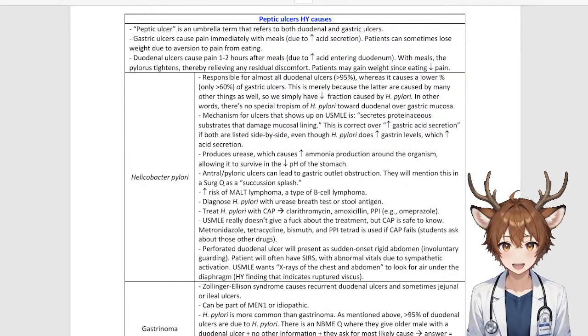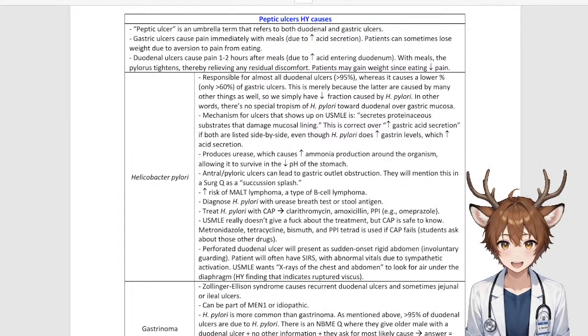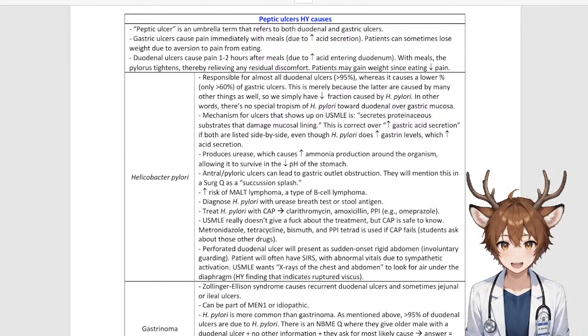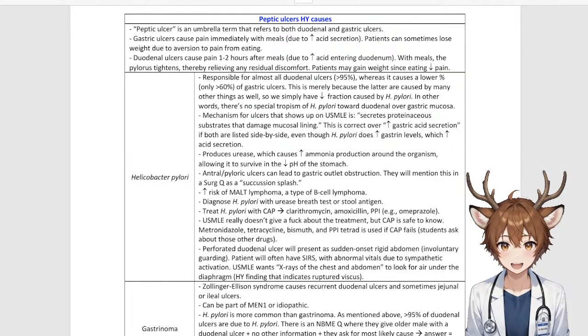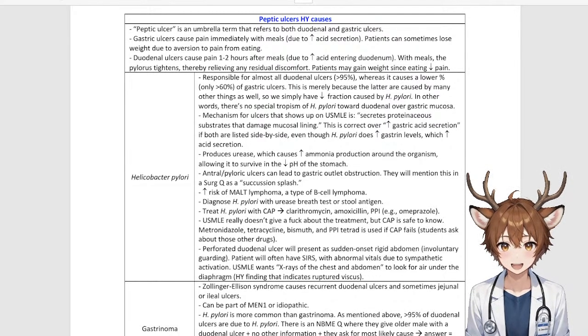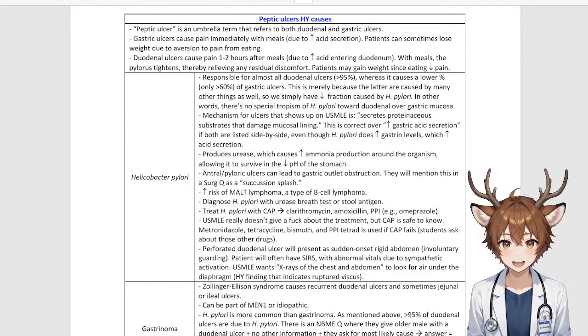The mechanism for ulcers that shows up on USMLE is that it secretes proteinaceous substrates that damage the mucosal lining. This is correct over increased gastric acid secretion if both are listed side by side, even though H. pylori does increase gastrin levels, which increase acid secretion. It produces urease, which causes an increase in ammonia production around the organism, allowing it to survive in the low pH of the stomach.